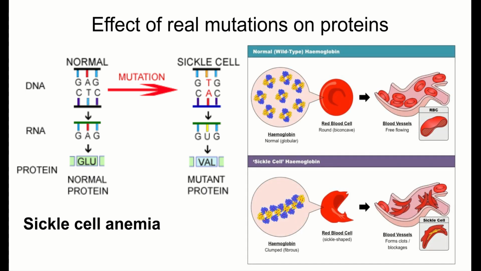This sort of functional hemoglobin has a new shape, and the new shape of the hemoglobin causes it to build up in long strands inside red blood cells.